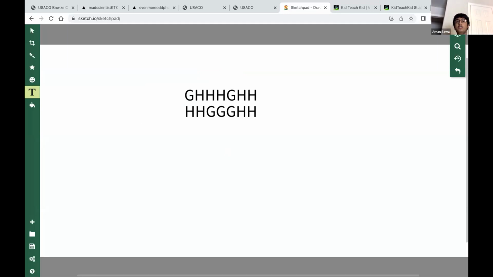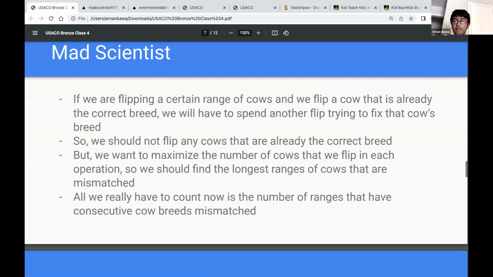In one operation, you don't have to just flip one cow at a time. You can select an entire range. So don't waste that one operation on just flipping one. We can go as far as we need to while still flipping cows that are mismatched. If this second position cow was also mismatched, we could flip it in the same operation that we flipped the first cow, and that would not waste an operation. So those are the two important observations for this, and I have them in this slide right here.